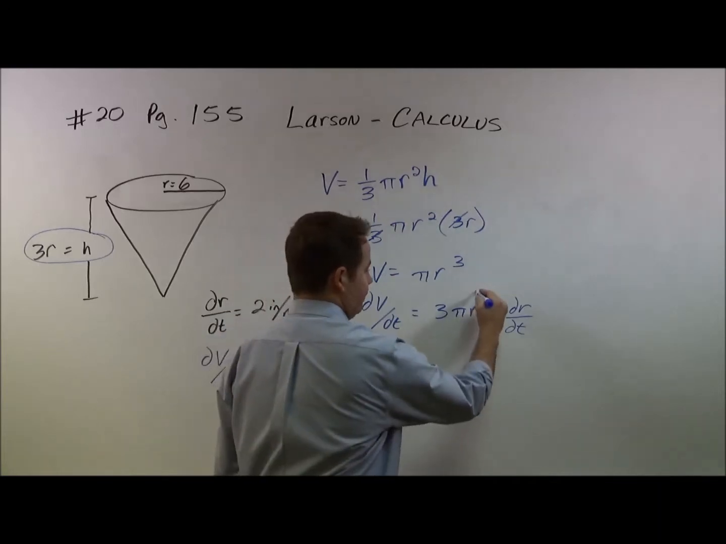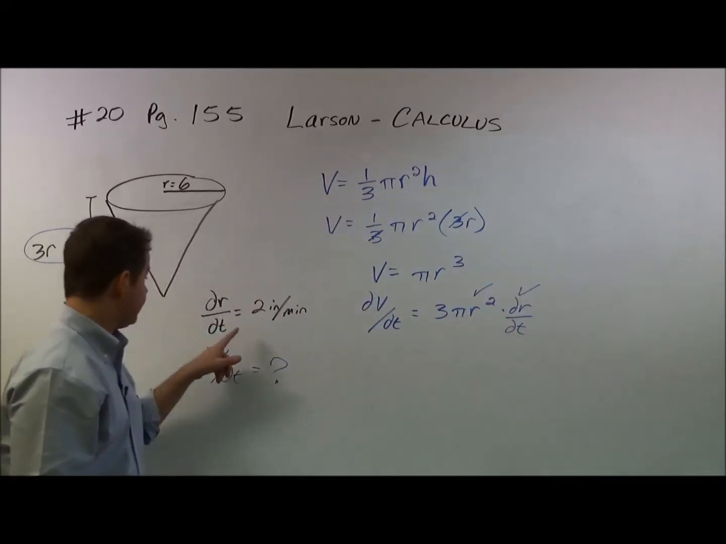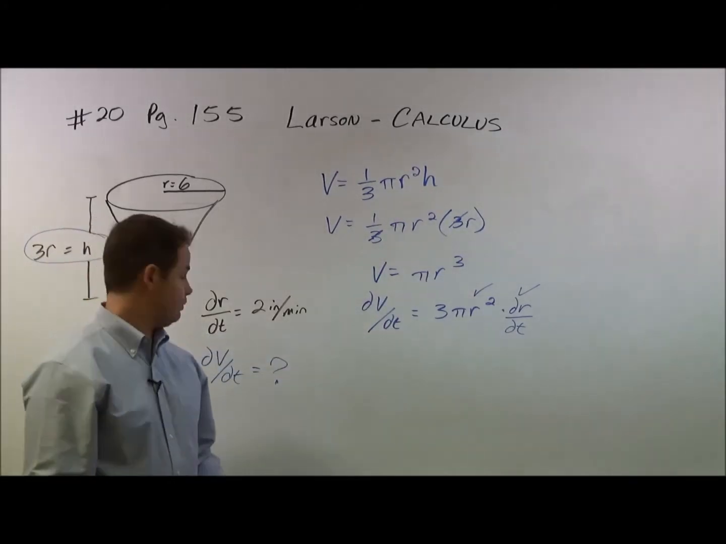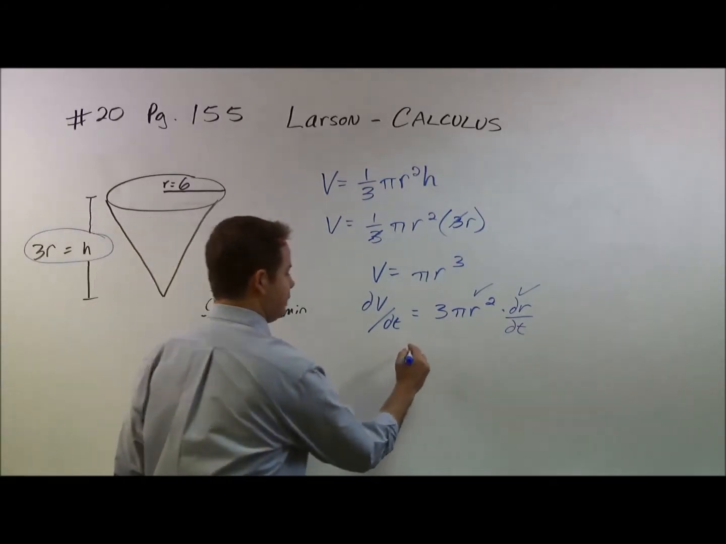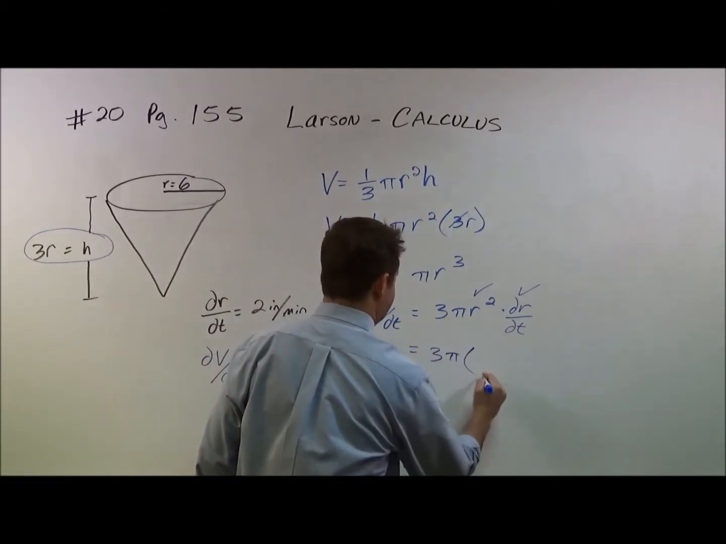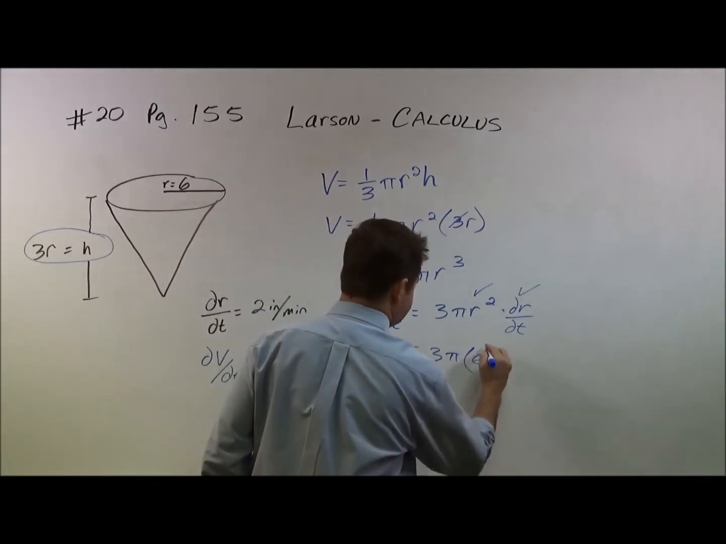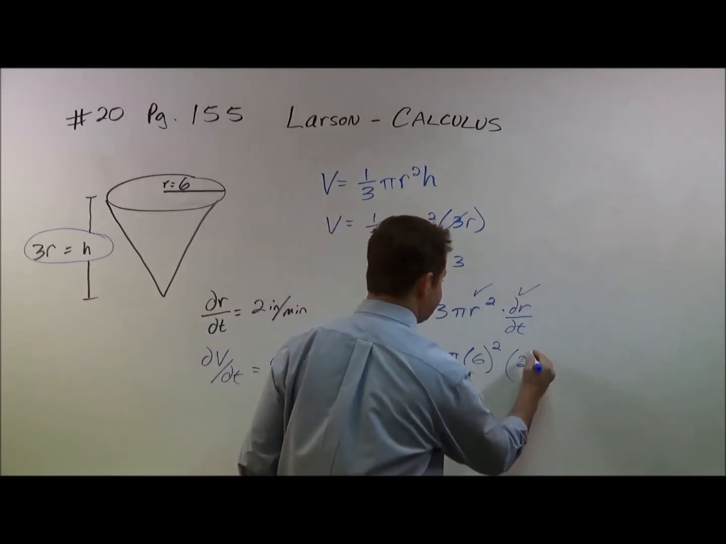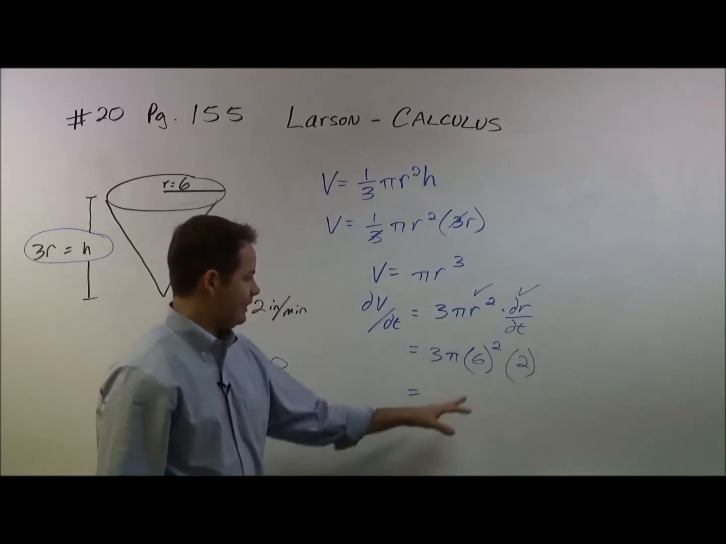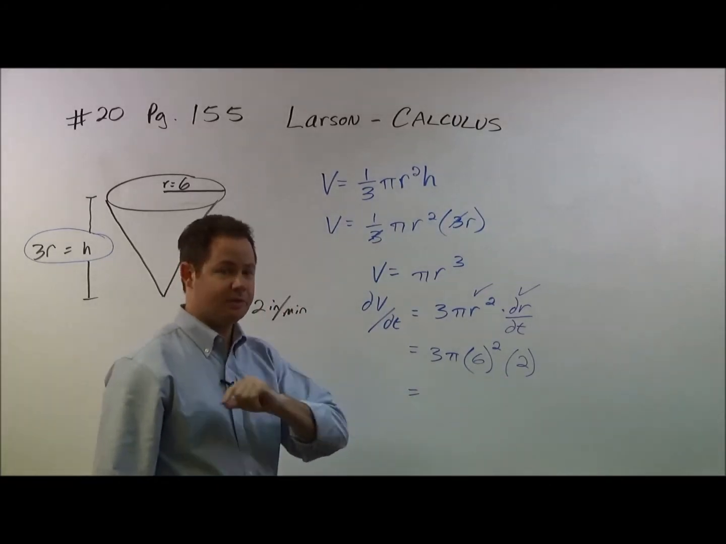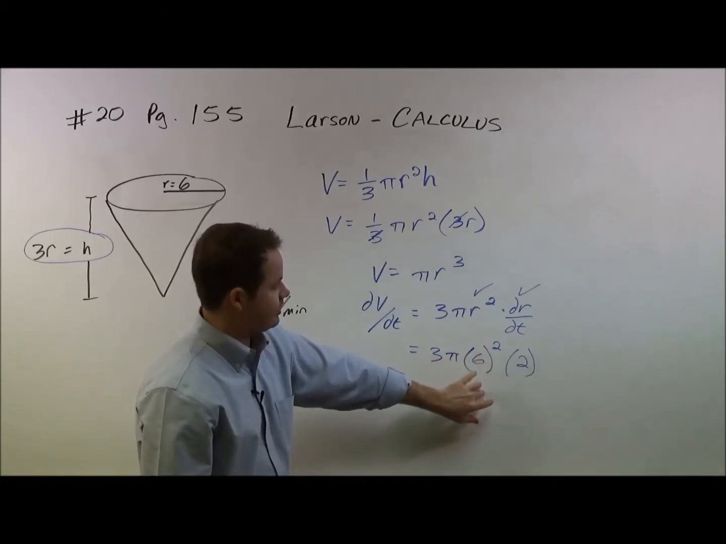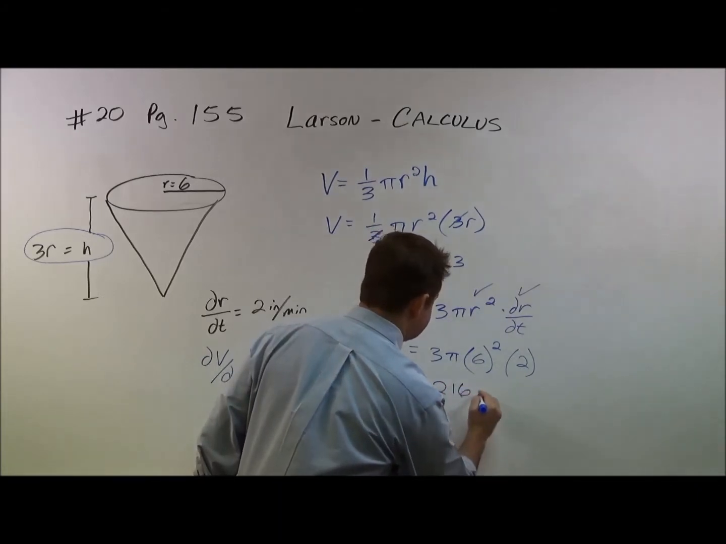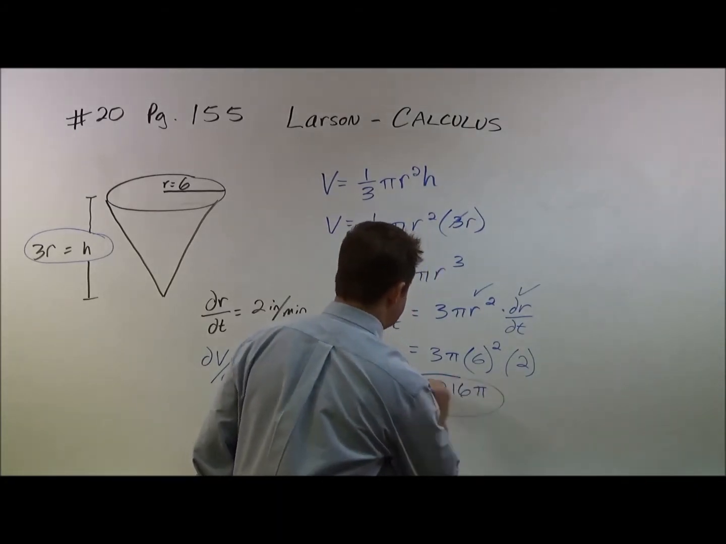And we have a value for r that we can plug in. We have a value of dr dt that we can plug in. We have those values written over here. So the only missing value will be dV dt, which is what we're being asked for in the question. So we can go ahead and plug in and see what we get. 3 pi times r is 6, so we're going to plug in 6 squared. Dr dt was 2, so we're going to plug that in. I didn't calculate this ahead of time, so I'm going to try to do it in my head. Please don't make fun of me if I miss on this, but 6 squared is 36, times 2 is 72, times 3 is 216. So this will be 216 pi.